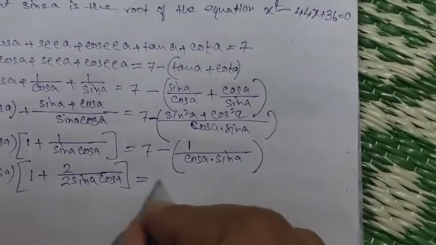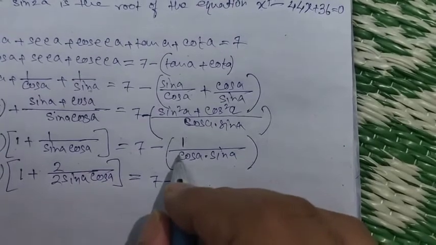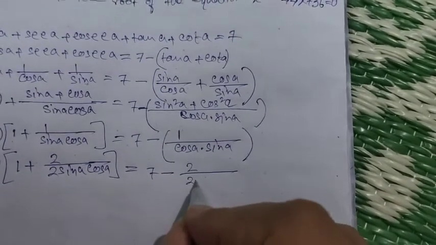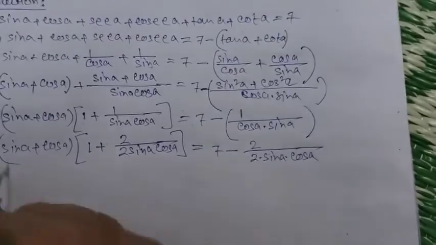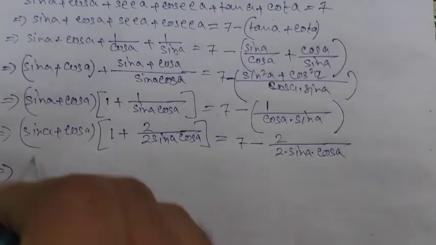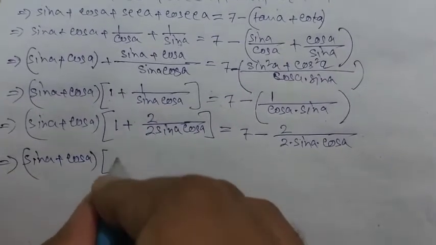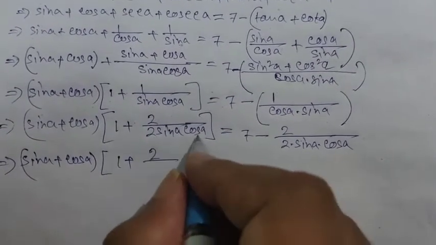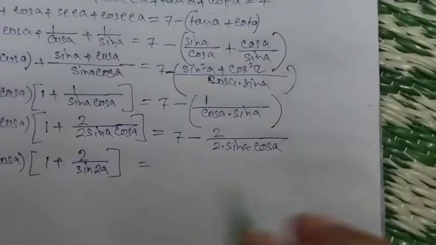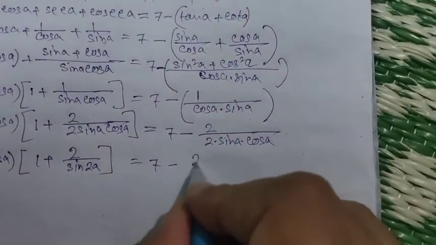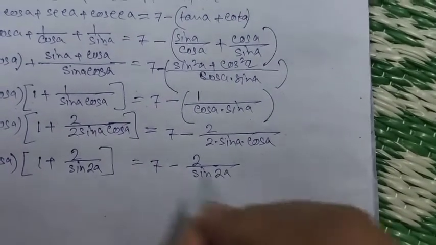Similar steps we will follow here. So we will multiply numerator and denominator by 2, 2 by 2 sin a into cos a. Now next step: sin a plus cos a into 1 plus 2 by 2 sin a cos a, we know that is sin 2a. We will write sin 2a here, equal to 7 minus, same thing we follow, 2 by 2 sin a into cos a, that is sin 2a.